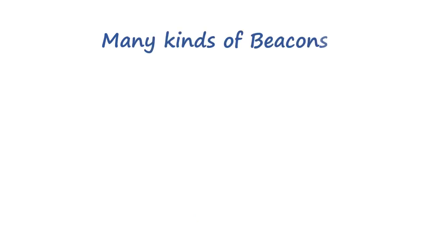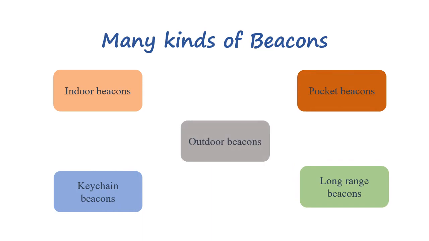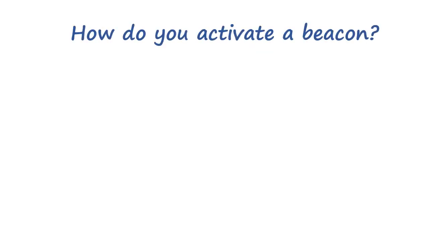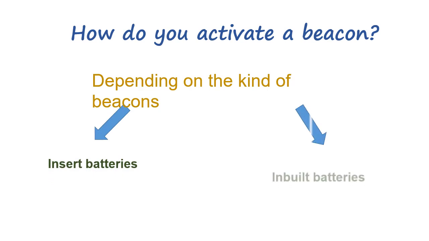Now, let's talk about the kinds of beacons. There are many kinds of beacons, such as indoor beacons, long-range beacons, keychain beacons, pocket beacons, and outdoor beacons. Now, let's talk about the beacon's activation. Depending on the kind of beacons you are using, as we mentioned before, the activation process will vary. Some of these require you to insert batteries, whereas some of them have inbuilt batteries.